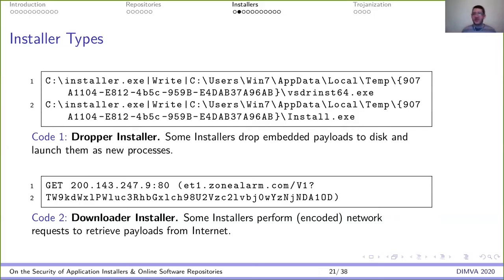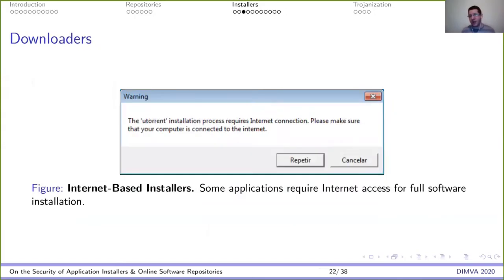The first type of installer that we identified is the droppers. They are basically installers that have the payload to be installed embedded within, and at runtime they extract this payload and install it in the system. And the second type are the downloaders, which are basically stubs that download the payload to be installed from the internet and then run the installer in the file system after the download succeeds. So basically they are a stub, and if you have no internet connection, this type of installer will not run.